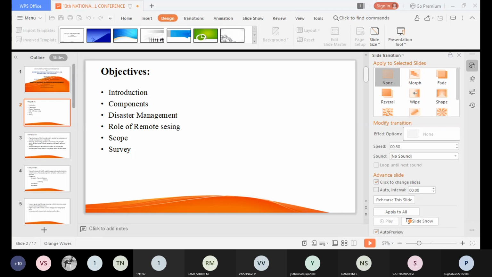We conducted a study on how remote sensing is very useful in disaster management. So we are going to see an introduction to remote sensing and its components, what disaster management is and the role of remote sensing in disaster management, and the scope, what we are going to see, and a survey. Next.